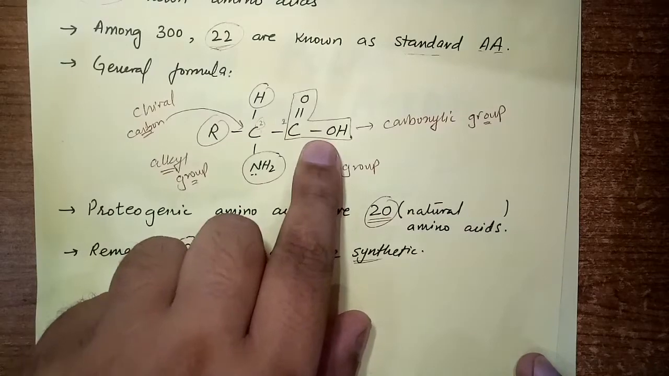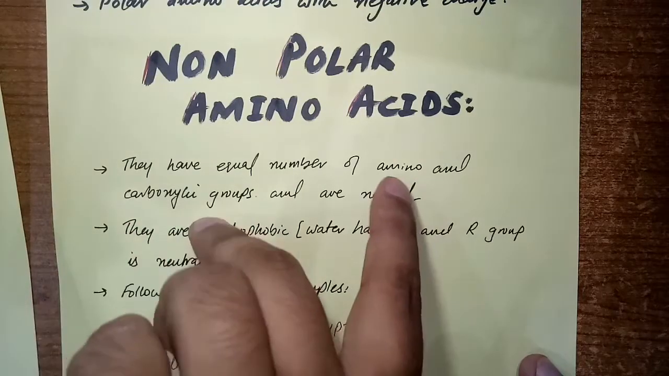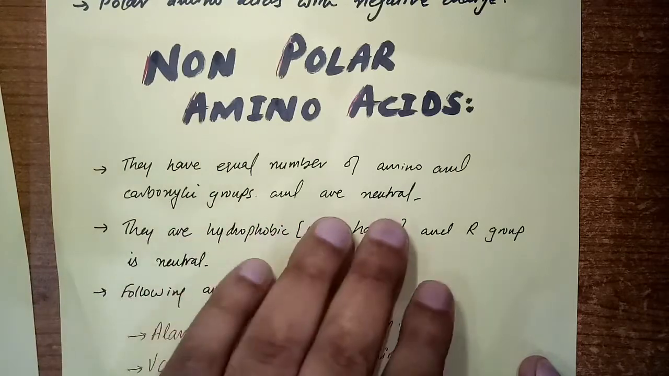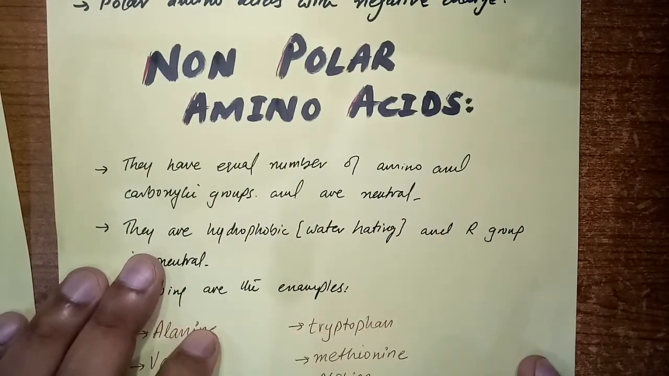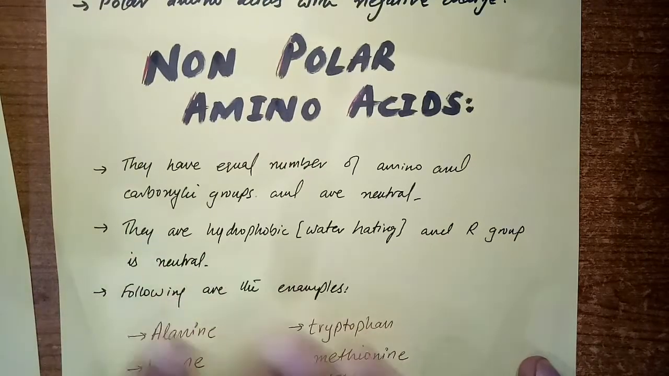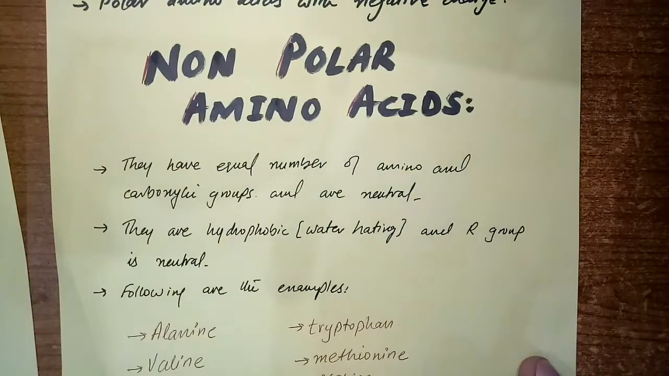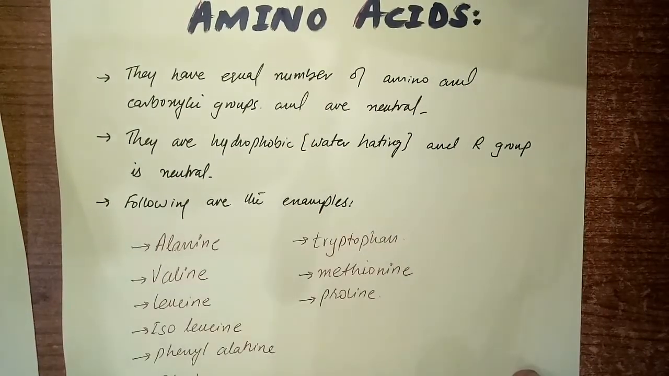As I told you, an amino acid contains a carboxylic group and an amino group. When you talk about non-polar amino acids, you really talk about an equal number of amino groups and carboxylic groups. They are always equal, so that's how they become neutral. So if we talk more, they are hydrophobic. You know that water-hating species are hydrophobic, so non-polar amino acids are totally hydrophobic. And these are a few names of those amino acids.